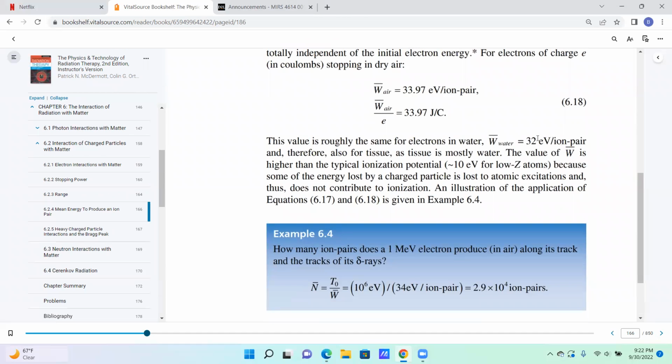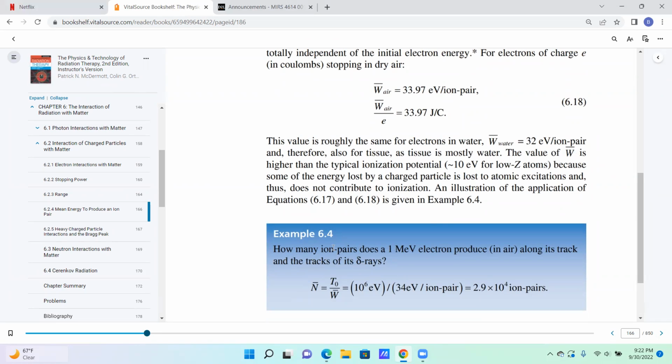And it's close to the same as electrons in water, and therefore also for tissue, as tissue is mostly water. The value of W bar is higher than the typical ionization potential because some of the energy lost by a charged particle is lost to atomic excitations, thus does not contribute to ionization.